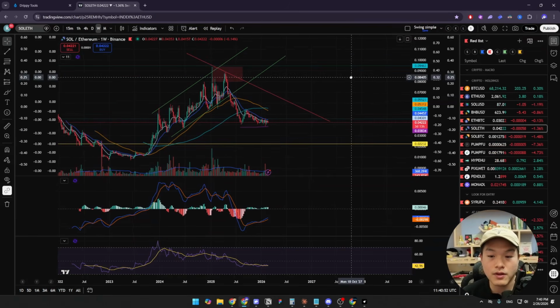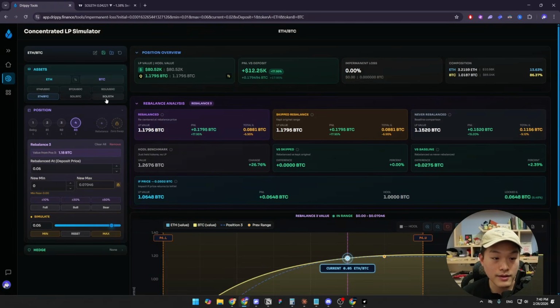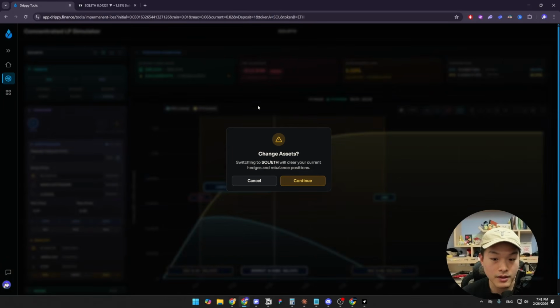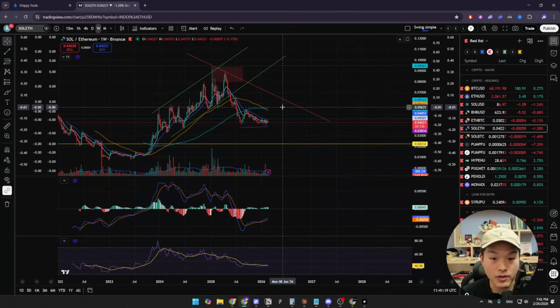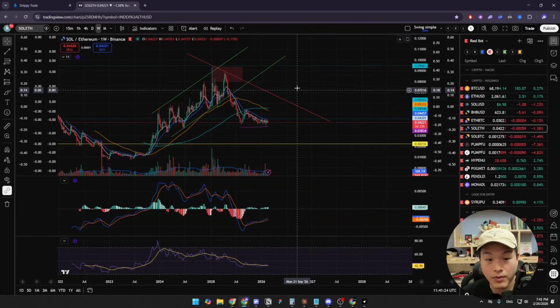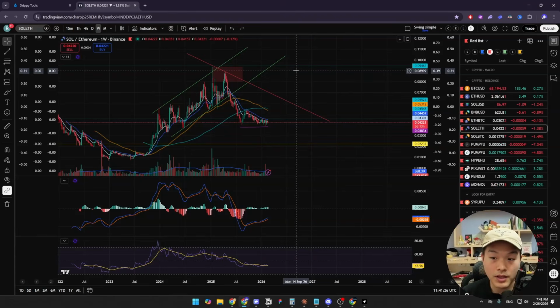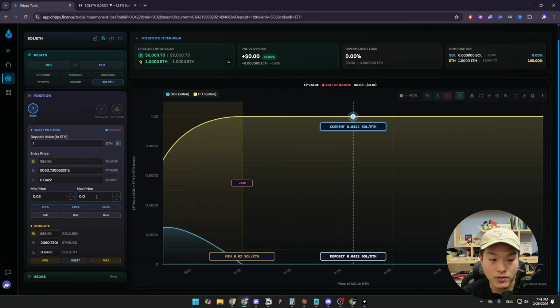So let's do another quick example here with SOL to ETH. And I could click this default button and then continue. And what I want to do now in this case is to use ETH as the quote asset, right? So I could deposit one ETH just to make the numbers more simple. And this is the current SOL to ETH price. And if I pull up the chart here, let's just say I want to set the bottom range to be at 0.02, upper range to be at 0.09. I can do that. So 0.02, 0.09.